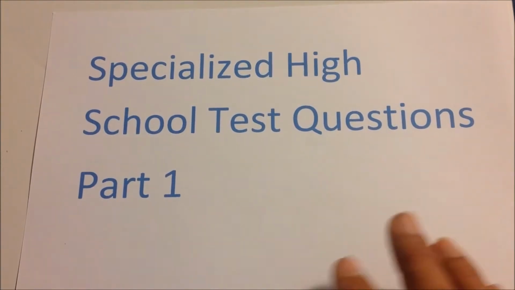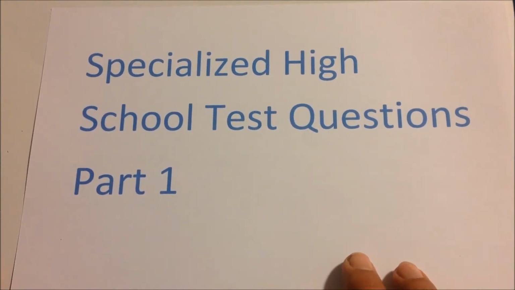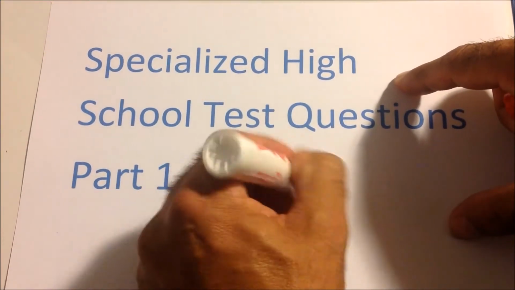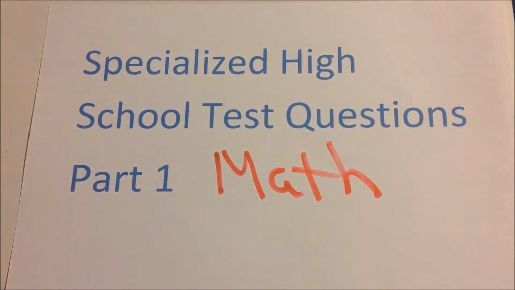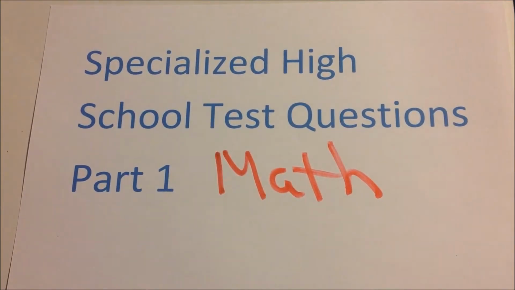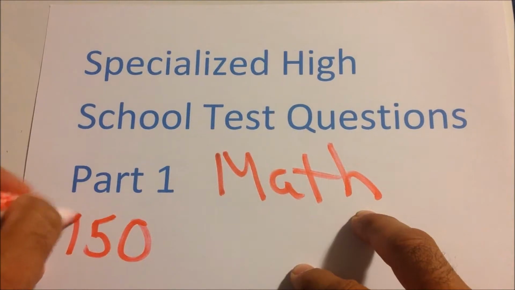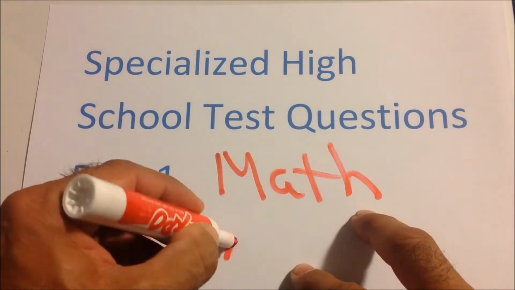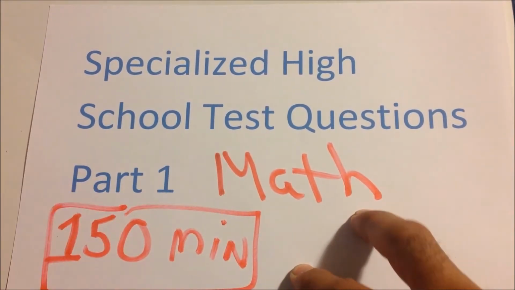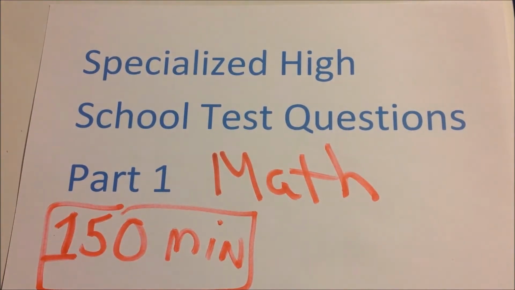Alright, here's our video on specialized high school test questions, part 1. We're only doing the math problems. If you're taking the specialized test, and we'll go over this in class, there are 150 questions. You have 150 minutes to take the test. That's 2.5 hours, and there are 50 math questions.